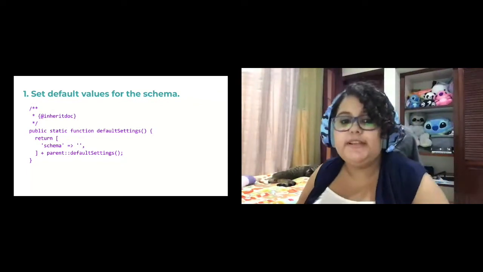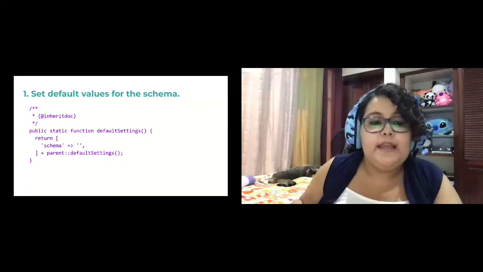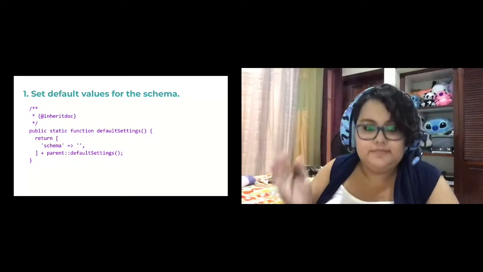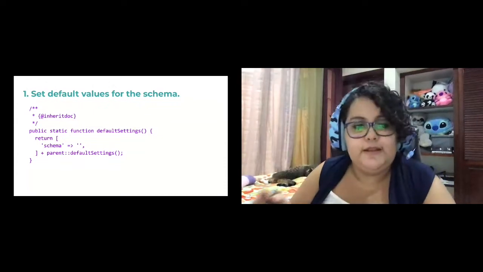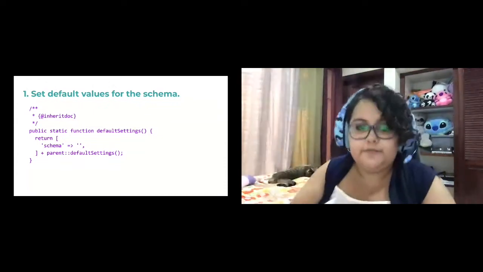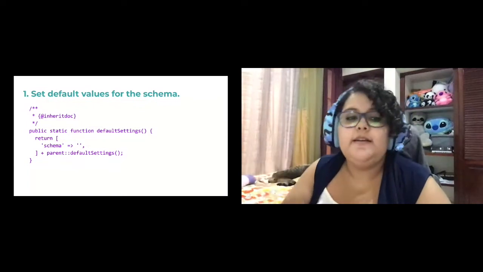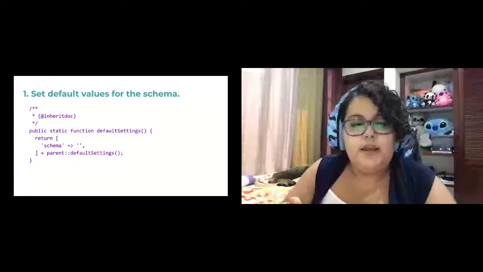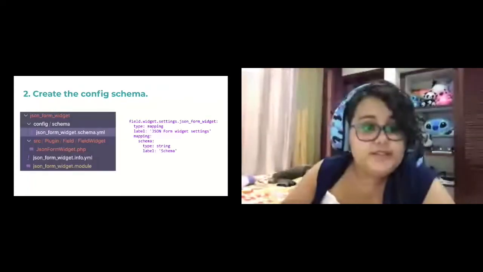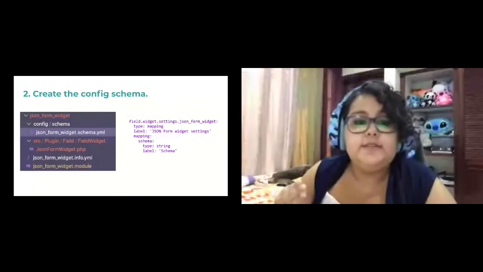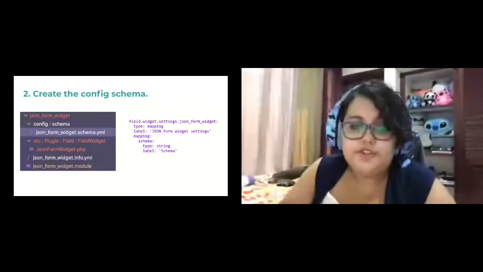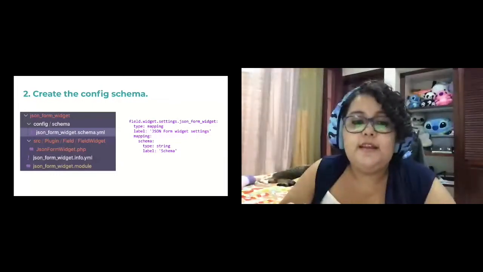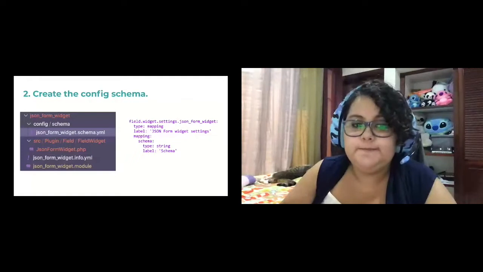After doing this, we need to create a config schema. And this config schema is basically a file inside of the folder config, inside of that a folder called schema, and in there, the file. So this is what the content of my file was. It just needed to be field, widget, settings, and the name of the module to say it is that. And then I'm mapping for the schema we were creating.